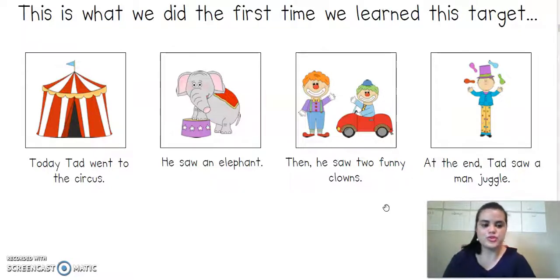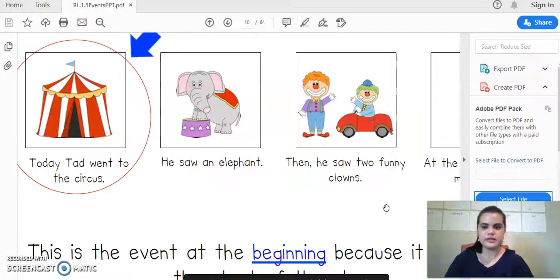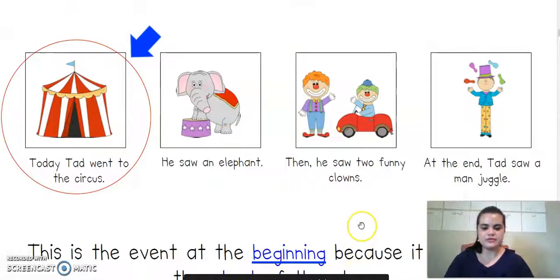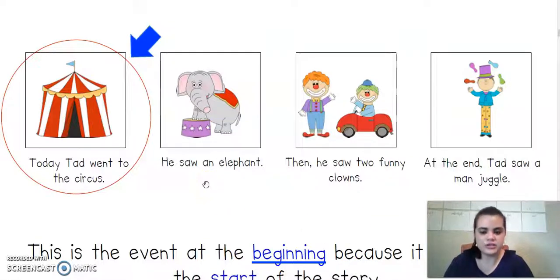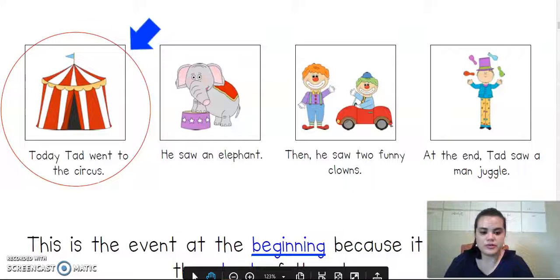For example, this short story. Today, Tad went to the circus. He saw an elephant. Then he saw two funny clowns. At the end, Tad saw a man juggle. Okay, that he was juggling. So what happened at the beginning of the story? We know that at the beginning of the story, Tad went to the circus. So this is the event at the beginning because it happens at the start of the story.